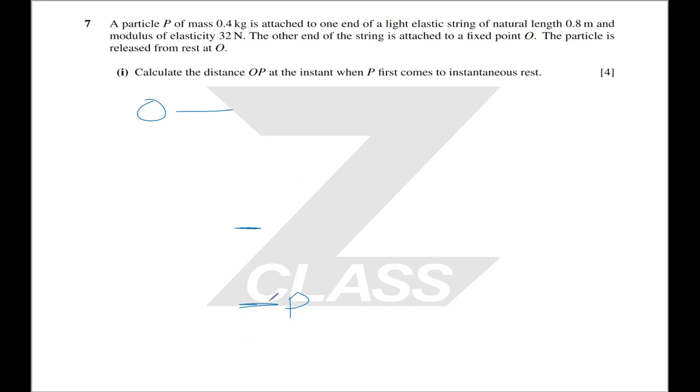So at P, we have transferred some gravitational potential energy. We have transferred mgh, where h is this distance here. We have also put that all into elastic potential energy.